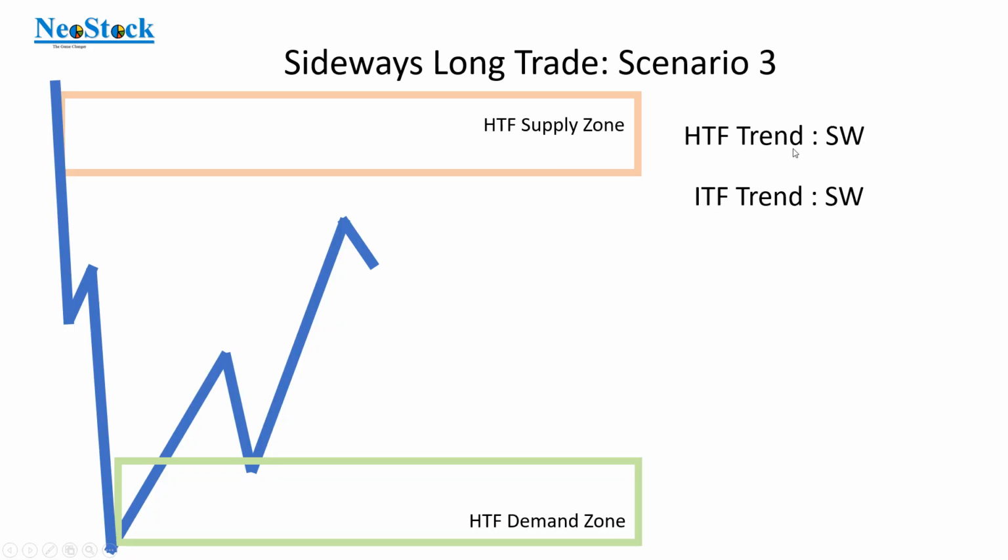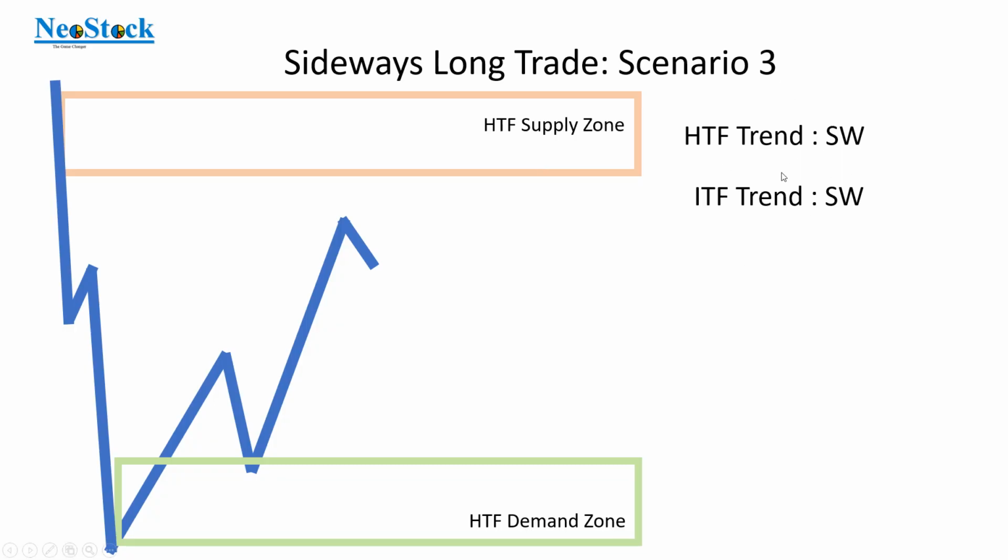Okay, now this rule is very clear. Now HTF trend is changed to sideways. Anyway, ITF trend should always be sideways. Now what is the price direction? In this scenario, the price direction should always be HTF demand zone to HTF supply zone. Then only long trades are allowed.